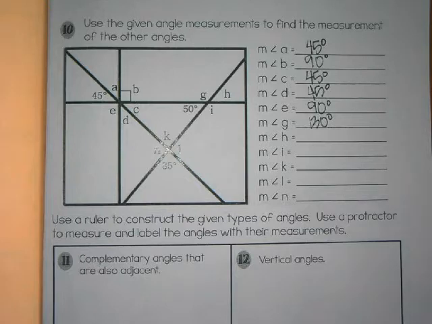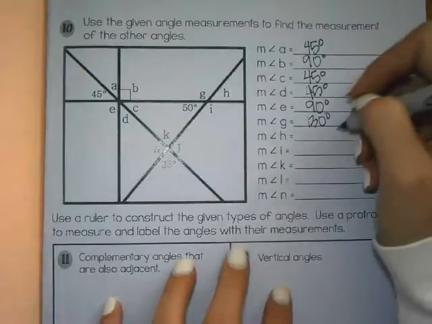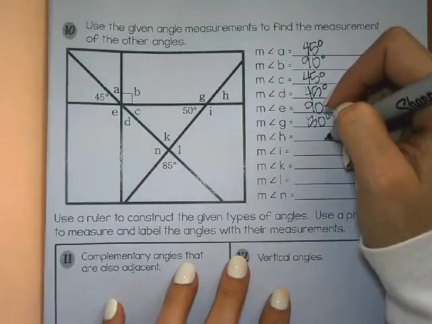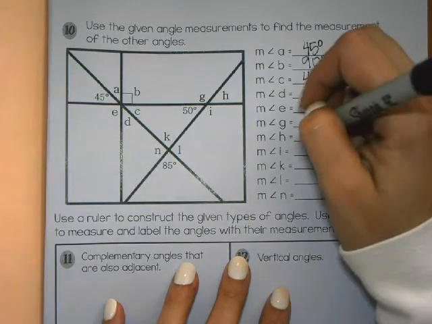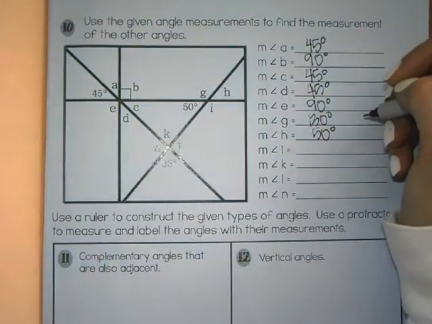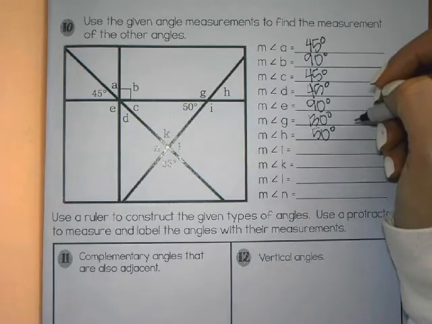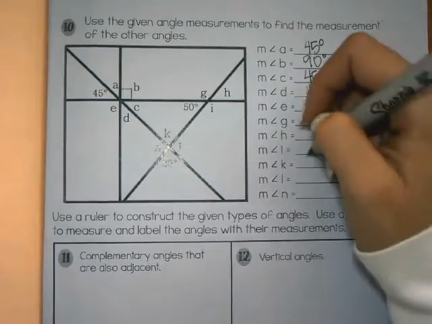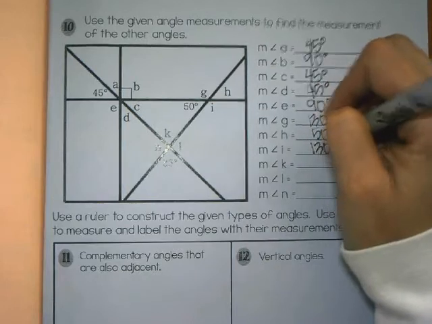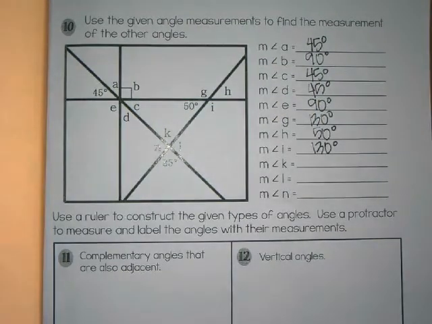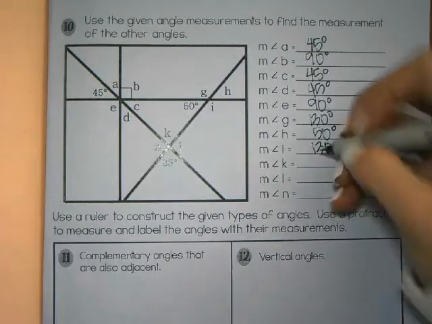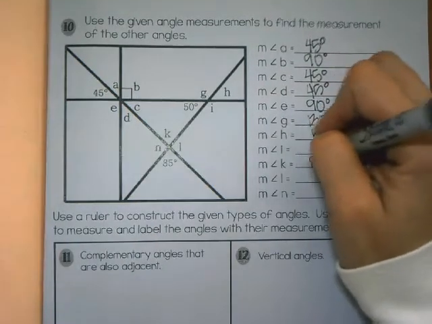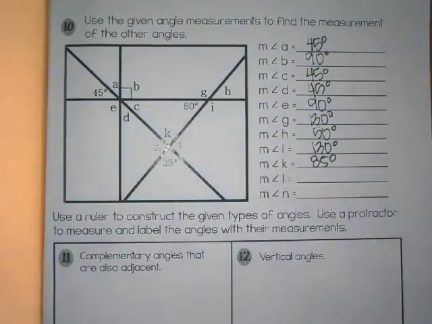So 18, what's H? H is 50 degrees. Good job. 12, what's I? Very good. 22, what's K? K is 85. 10, what's L? 95 degrees.